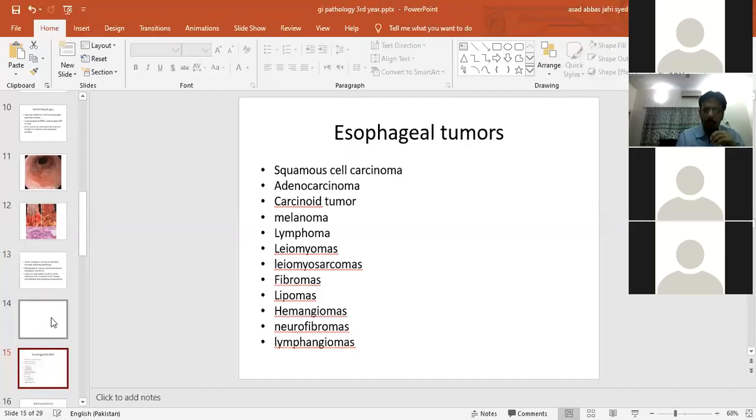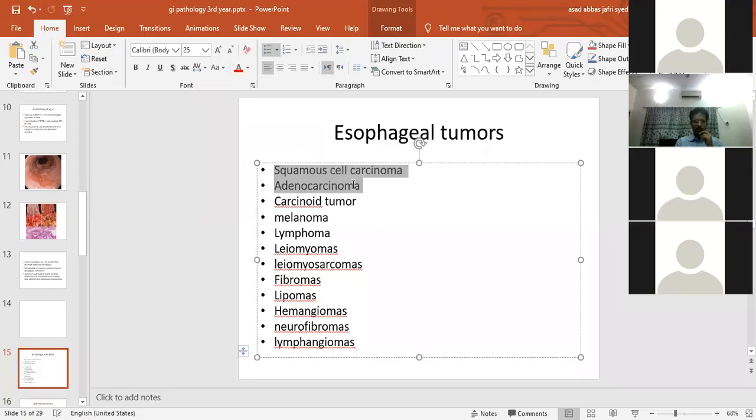Now, coming to esophageal tumors. This is just a list of the tumors that can be seen in the esophagus, but for all practical purposes, squamous cell carcinoma and adenocarcinoma of the esophagus are the ones that are our main concerns. The other tumors, carcinoid, melanomas, lymphomas, lipomas, are fairly uncommon. Sometimes you do see leiomyomas also.